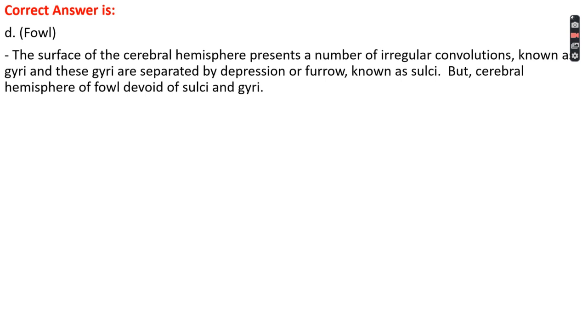The surface of the cerebral hemisphere of the fowl doesn't contain depressions and no convolutions, there are no gyri and sulci, okay. But in actual cases, the normal brain, other than that of the fowl, mainly contains depressions and convolutions known as gyri, which are separated by a depression known as sulci.